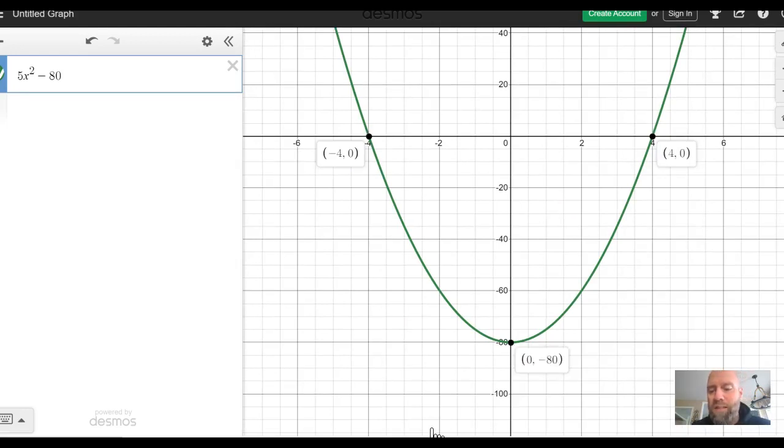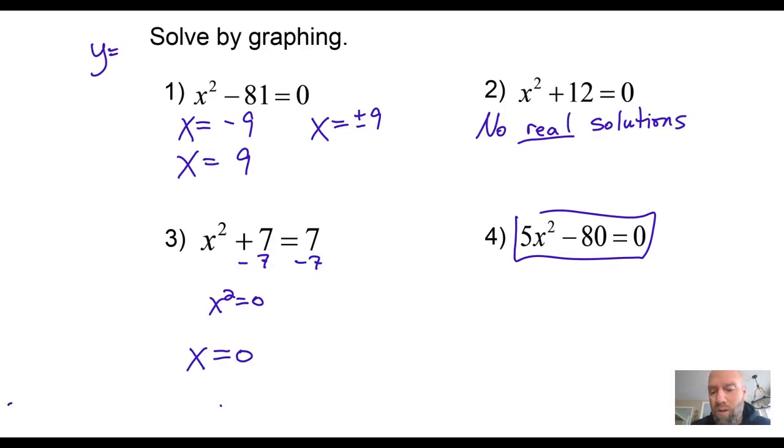It touches our y-axis there. It has a y-intercept of negative 80. That happens to be the vertex of our parabola. We've got x-intercepts at negative 4 and positive 4. So we can say x is equal to negative 4, or x is equal to positive 4. We could also say it like that. That is how you solve by graphing.